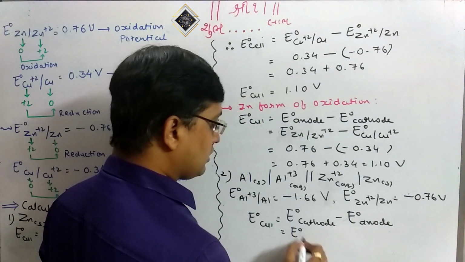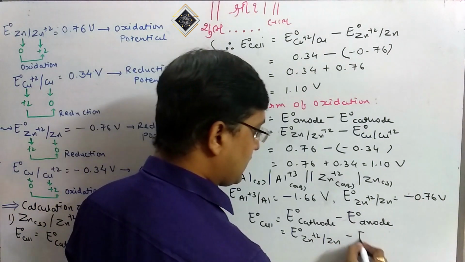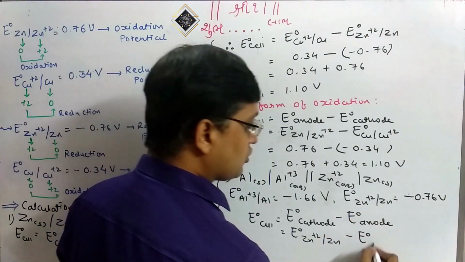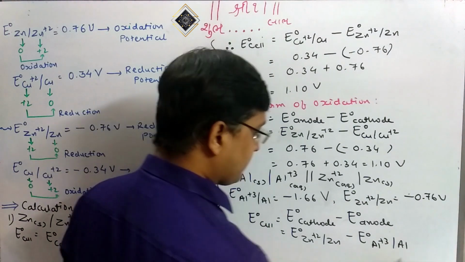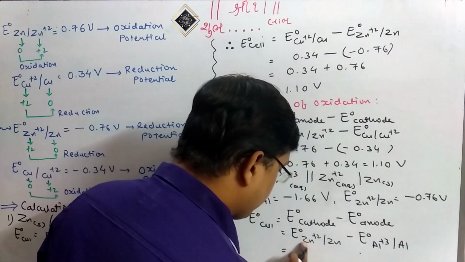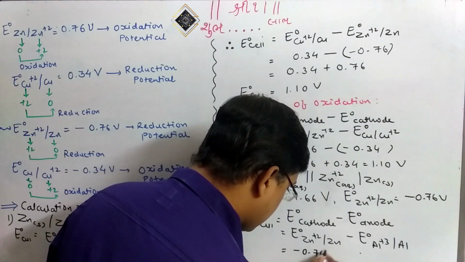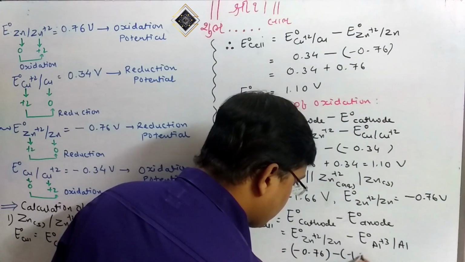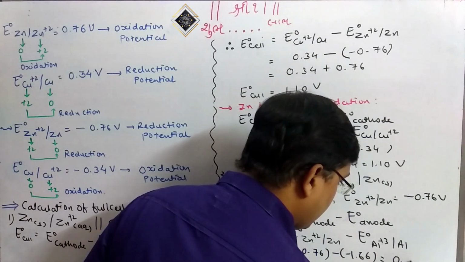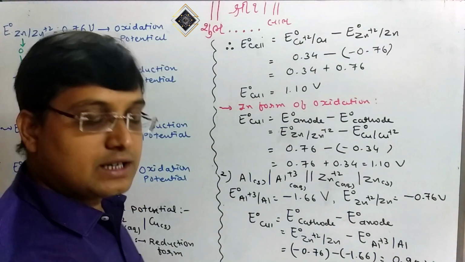Therefore, E0 cell: the cathode is Zn+2/Zn, the anode is Al/Al+3, but we have to write it in the form of reduction, so Al+3/Al. The reduction potential of zinc is given as -0.76, so -0.76 minus (-1.66), that is going to be 0.90 volt. Clear? That is our answer.